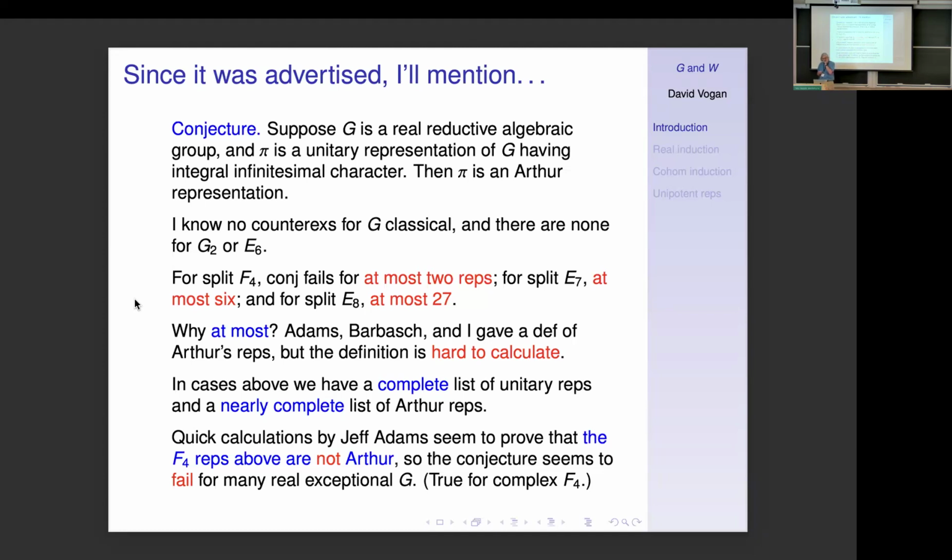The point is that for complex groups, it's much easier to define Arthur's packets. And we know exactly how to do that. And so for complex groups, we can precisely calculate Arthur's packets, and we get exactly the same as the unitarity calculation predicts. Okay, so that's more or less all I'm going to say about this conjecture. I do think it's interesting.